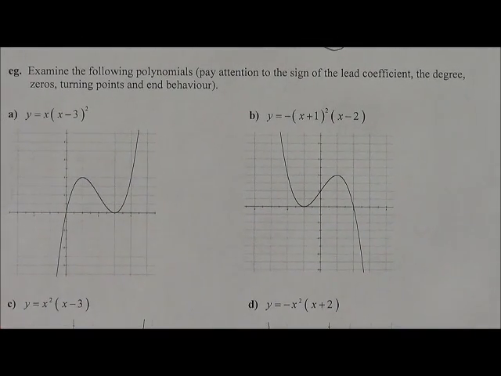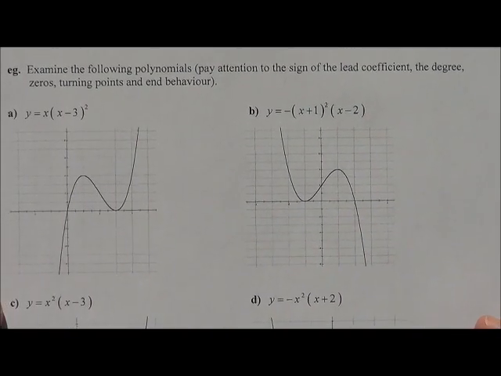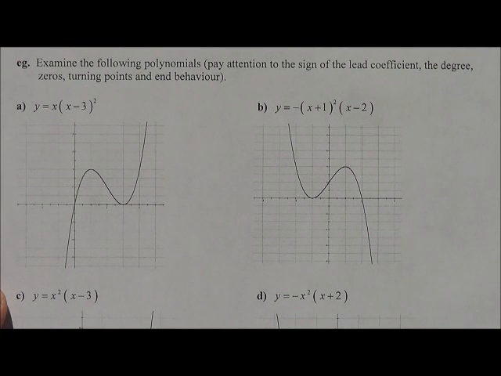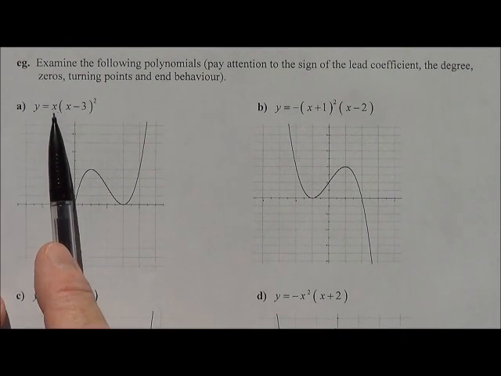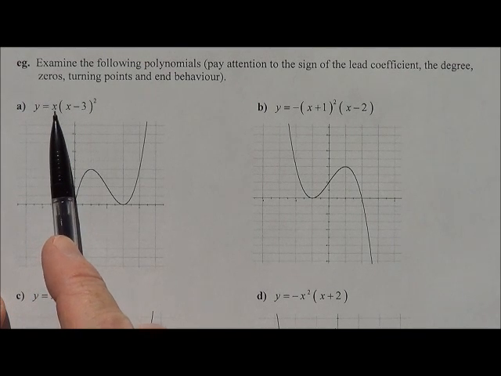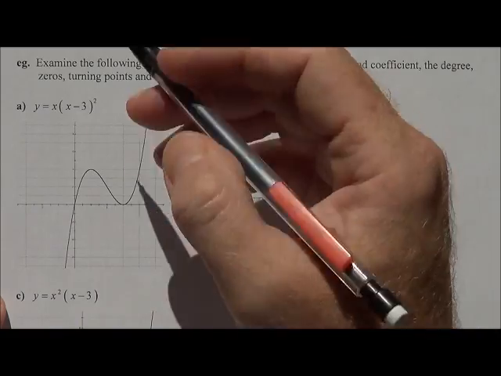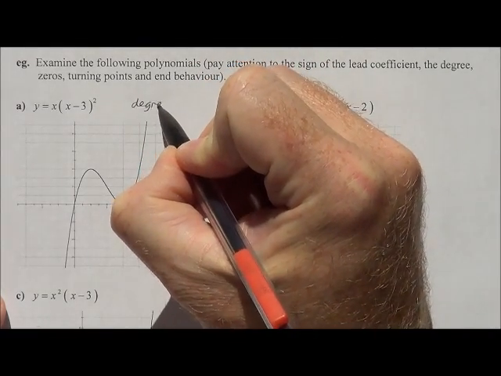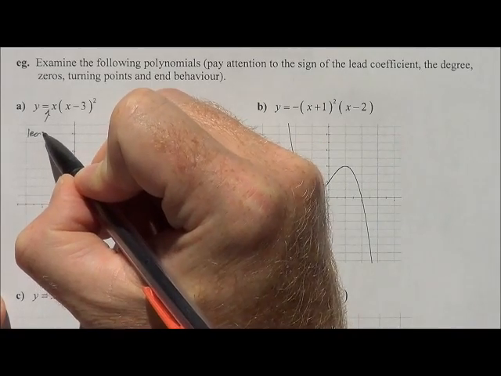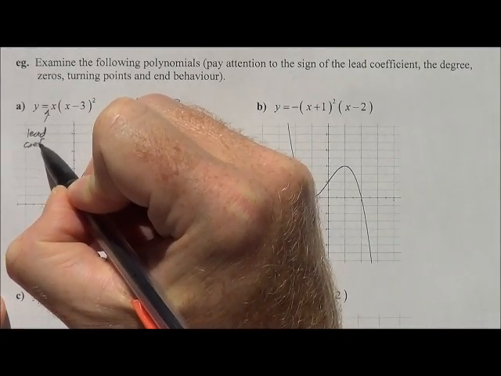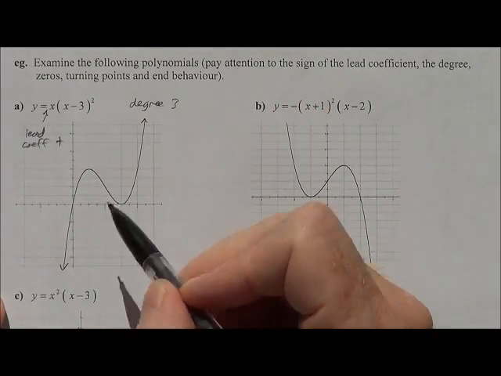Okay, same kind of idea. Now we're just going to be looking at different types of cubics and quartics. So again, we've got 1 power of x here, and then here's another 2, so that means that the degree is 3. Lead coefficient is positive. So the general trend of the graph from left to right is increasing.